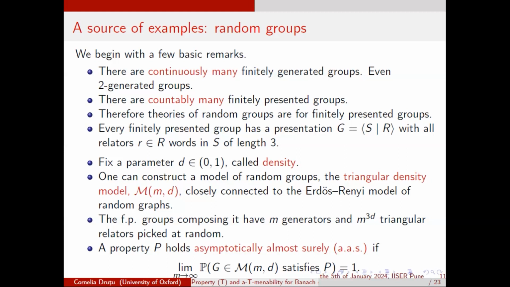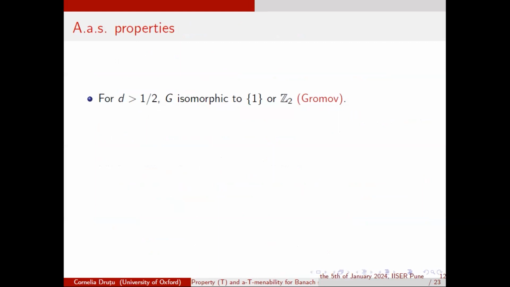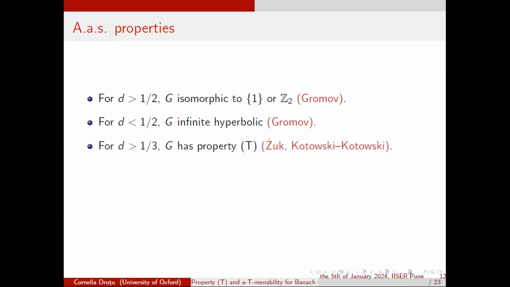And these are the kind of generic properties that we consider. Let's see what are the things that are known. Well, first of all, if we take too many relators, so if the density is larger than a half, then Gromov proved that the group is essentially trivial. So it's either trivial or Z2. That means we'd better restrict to densities less than a half. And in that case, the change is radical: the generic group is infinite hyperbolic. So this is again Gromov.